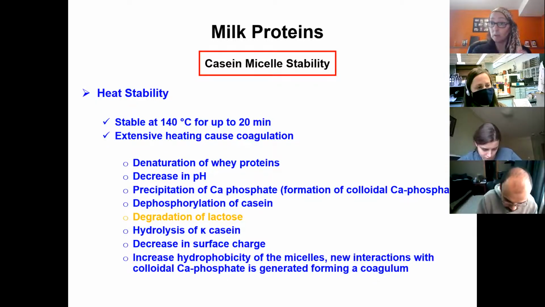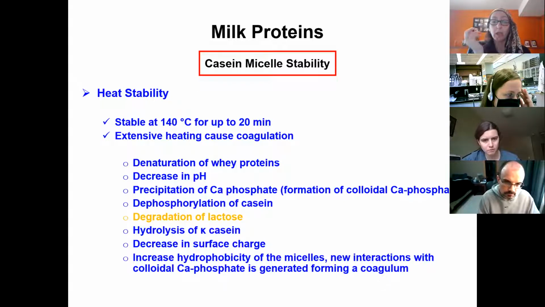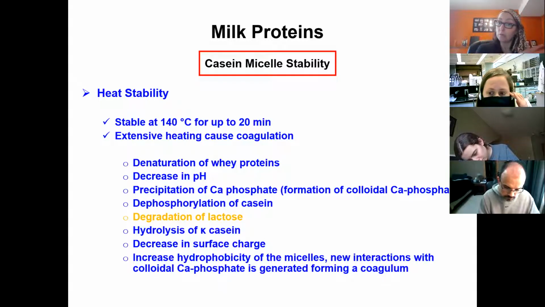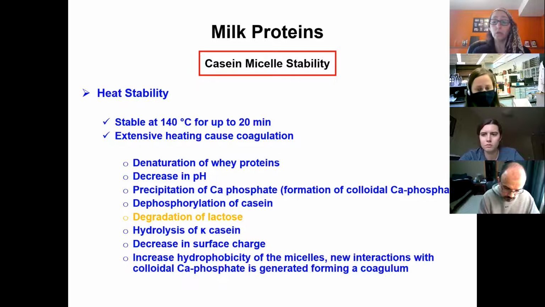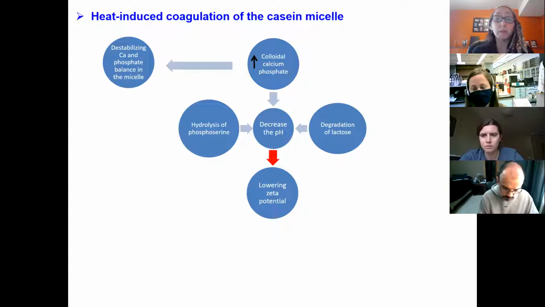Kappa casein can hydrolyze, which, if you break the glycomacropeptide, is also going to cause destabilization. When it's hydrolyzed, it will cause a decrease in surface charge. And therefore, you have this hydrophobicity in the micelle with less phosphorylation. The glycomacropeptide is gone. Some calcium is leached out due to the calcium imbalance because of the formation of the colloidal phosphate. Then you get coagulum, or the protein will coagulate.